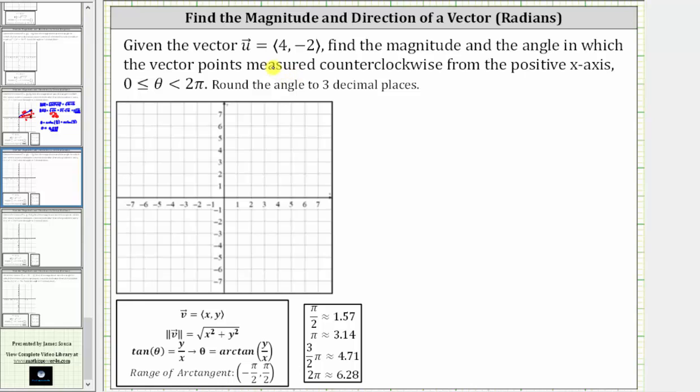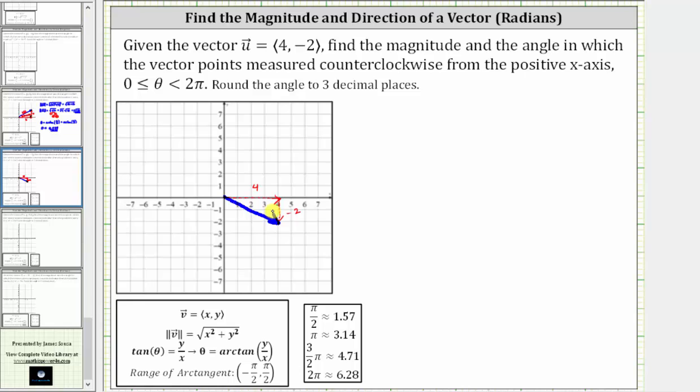Let's begin by sketching the vector in standard position, which means the initial point is at the origin, and then from here, because the x component is 4, we would move right 4 units. And then because the y component is -2, we would move down 2 units. This would be the terminal point of the vector in standard position, and therefore this is vector u in standard position.